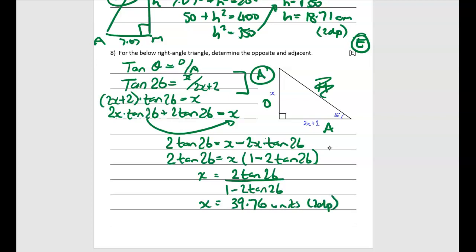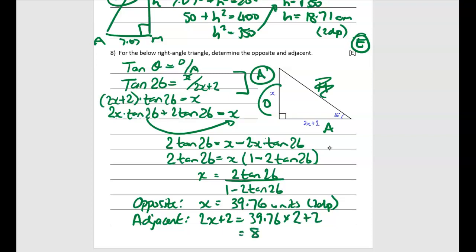So the question hasn't asked me about x, it's asked me about the opposite and the adjacent. Just to clarify, I'm just going to write opposite over here because that was what the x was equal to. I'm now going to find the adjacent, which is 2x plus 2. So there's going to be 39.76 times 2 plus 2. And when I do all of that, that's 81.56 units. Don't know how long those units are.